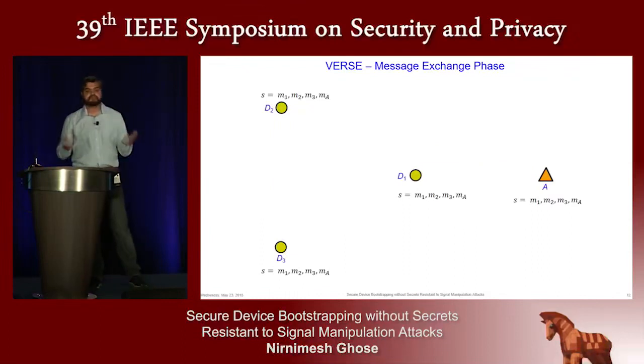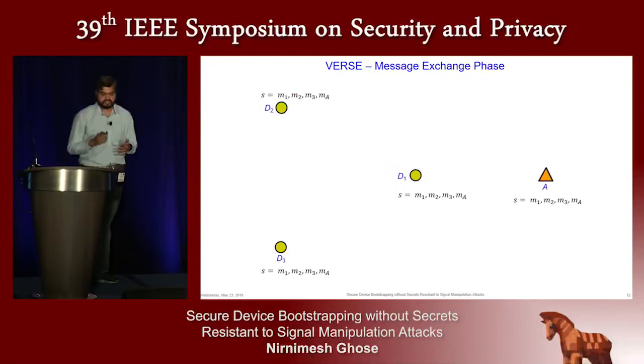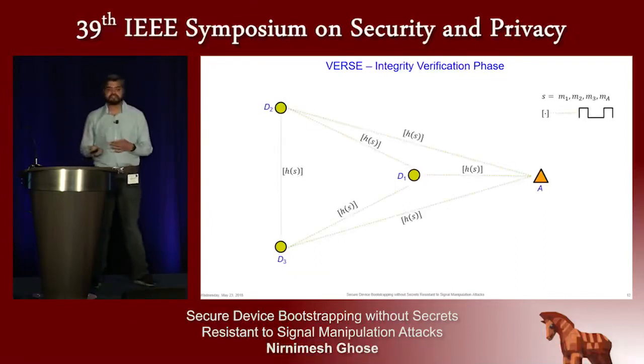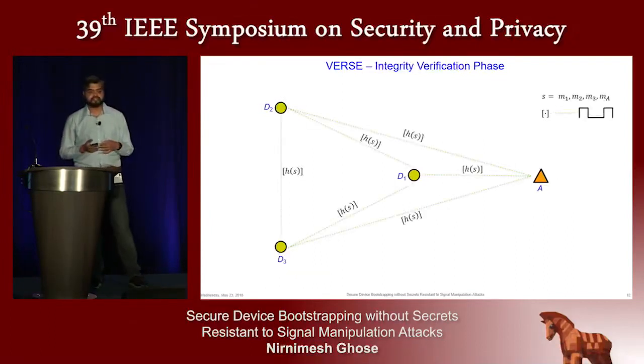After this message exchange phase, D1, D2, D3 will have exactly the same message, the protocol transcript S, which they will use during the integrity verification phase, where they will simultaneously transmit the hash of the protocol transcript S. Since this transcript is the same everywhere, all the on-slots and off-slots here will be aligned.